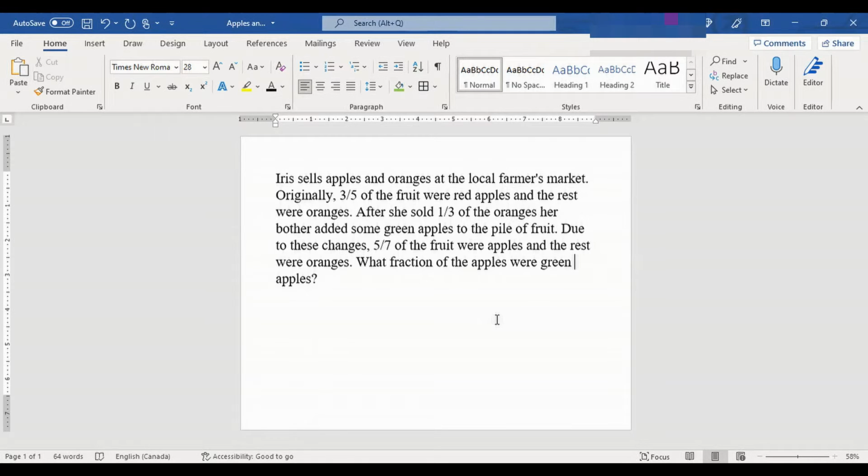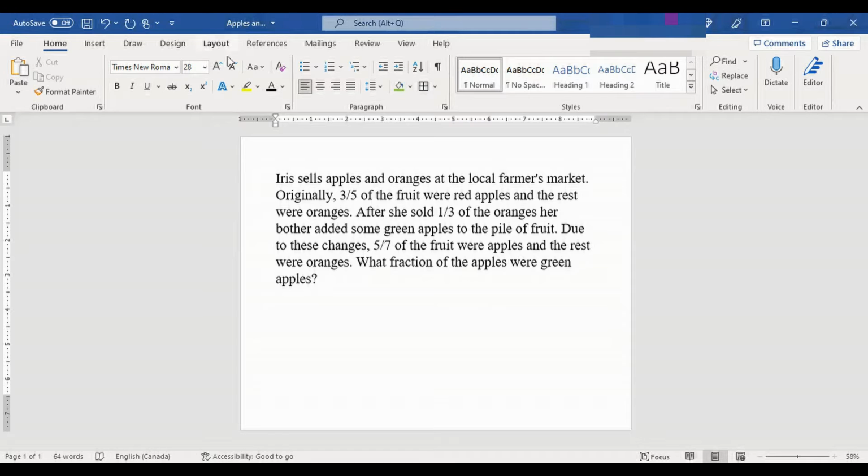Okay, so this problem says, Iris sells apples and oranges at the local farmer's market. Originally, 3/5 of the fruit were red apples and the rest were oranges. After she sold 1/3 of the oranges, her brother added some green apples to the pile of fruit. Due to these changes, 5/7 of the fruit were apples and the rest were oranges. What fraction of the apples were green apples?